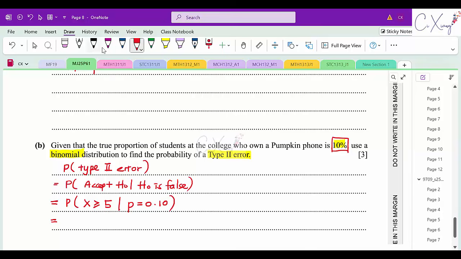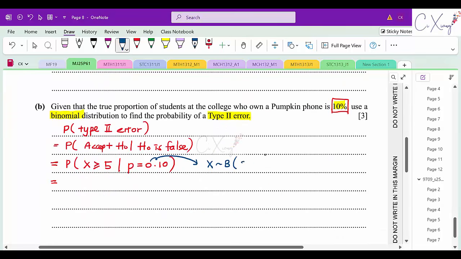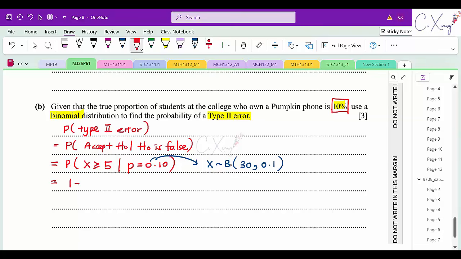Alright, then to calculate this probability, you might need to write out the distribution. They said I have to use binomial distribution to find the probability. What is the sample size that I have here? They are using a sample of 30 students, right? So you're having 30 students and the probability is 0.1. Okay, then I'm interested to find the probability of x greater than or equal to 5. That means you can start from x equals 5, x equals 6, x equals 7, up to x equals 30, which is very long, right? Then I have to take 1 minus 0, 1, 2, 3, 4.